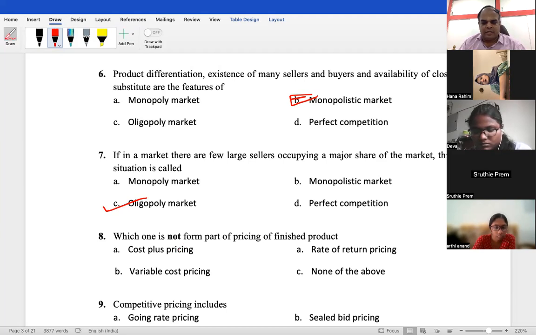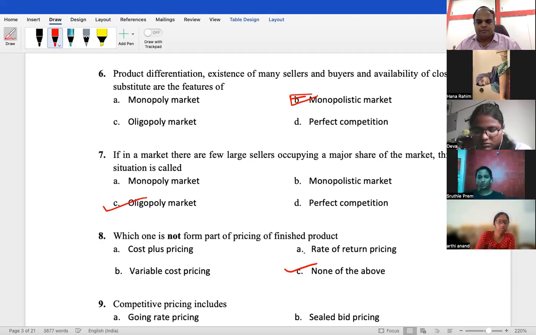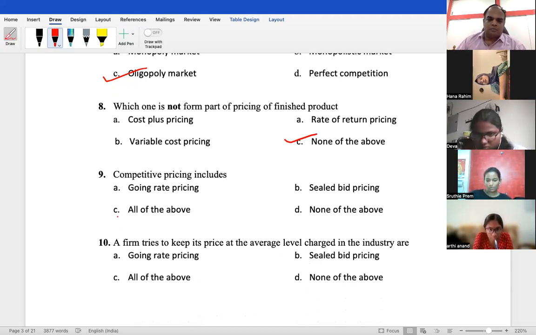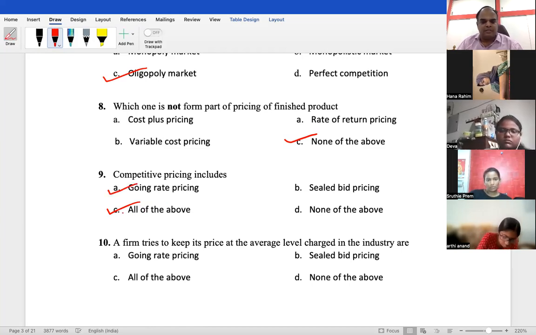Cost plus, rate of return, variable cost pricing. Therefore, none of the above. Next. Competitive pricing includes going rate pricing, sealed bid pricing, all of the above, none of the above. All of the above. Both going rate and sealed bid. So how is sealed bid pricing? Sealed bid will not come under competitive. Going rate. Yes.